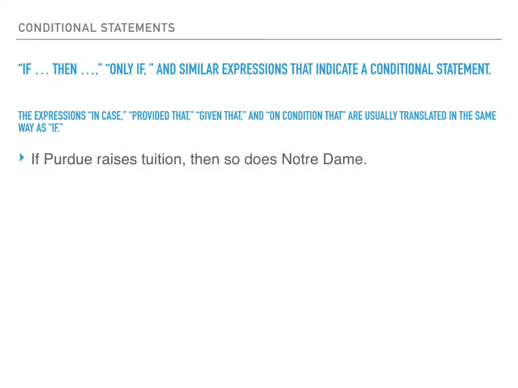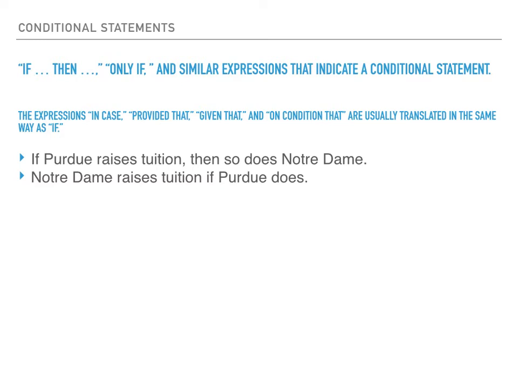So here's just a typical conditional statement. It says if Purdue raises tuition, then so does Notre Dame. So if we take the letter P to stand for Purdue raises tuition, and if we take the letter N to stand for Notre Dame raises tuition, then we can symbolize that sentence as P horseshoe N.